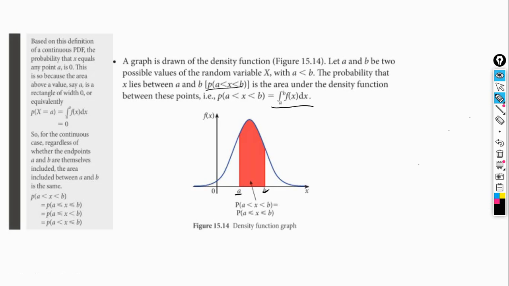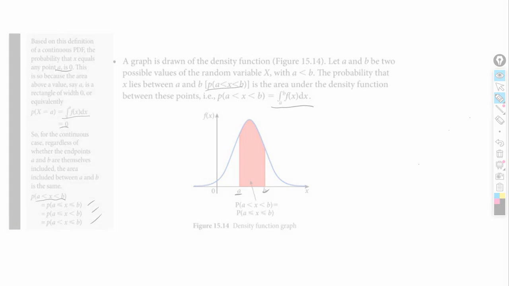Now, on a side note, due to the definition of the probability density function, or PDF, the probability that x equals any point A is 0. Why is that? Well, notice that if you integrate from A to A, that's obviously going to give you 0. So that implies something. That means that the probability that x is between A and B is the same as saying any of these other things, that x is between A and B, including A and B, or that x is greater than or equal to A but less than B, and so forth.